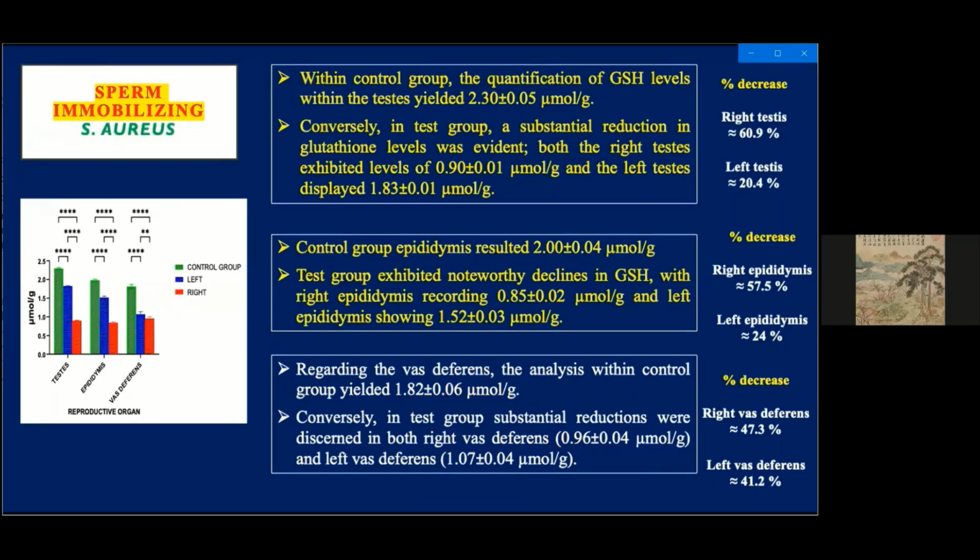In the case of sperm-immobilizing Staphylococcus aureus administered mice also, similar results could be seen, where the level was significantly decreased in the right side of the organs as compared to the left side of the organs. Again, the decrease was maximum in the testes as compared to epididymis and vas deferens.